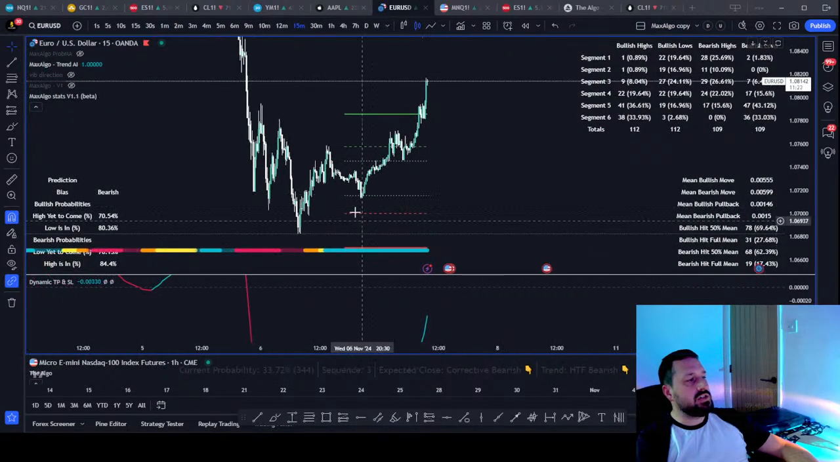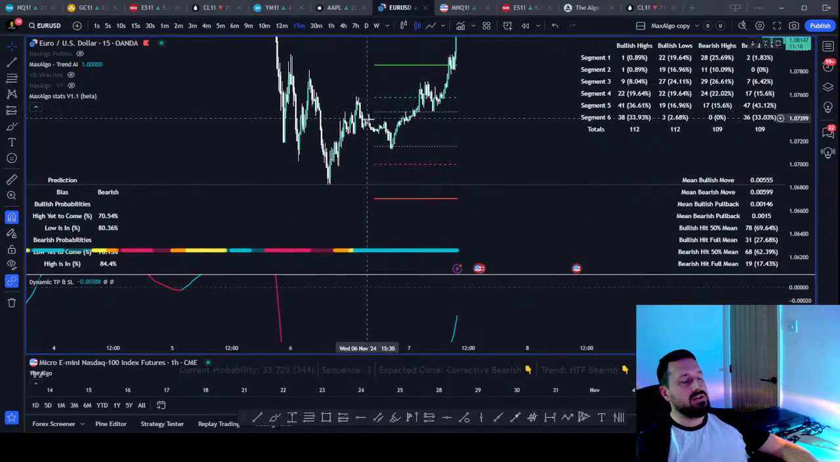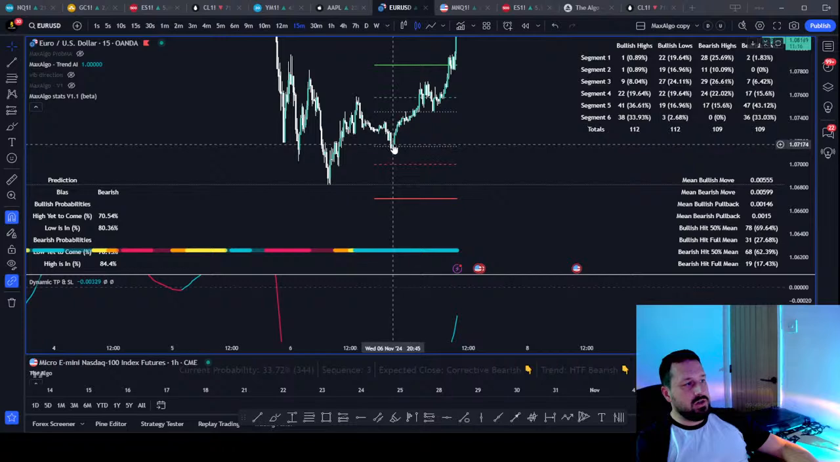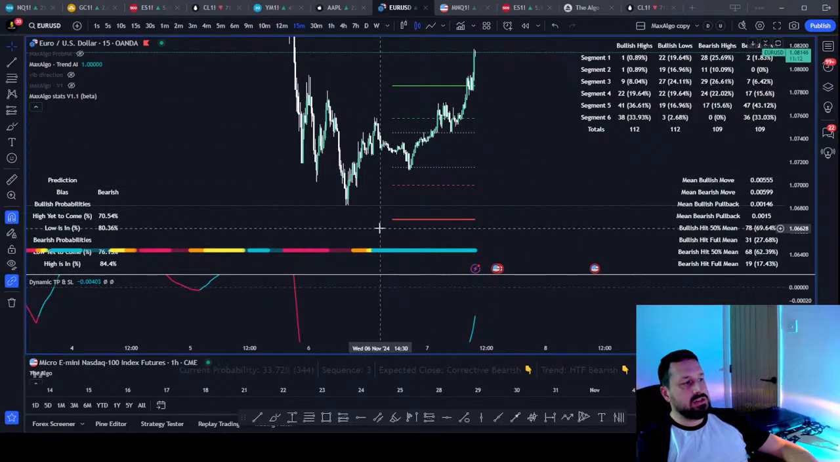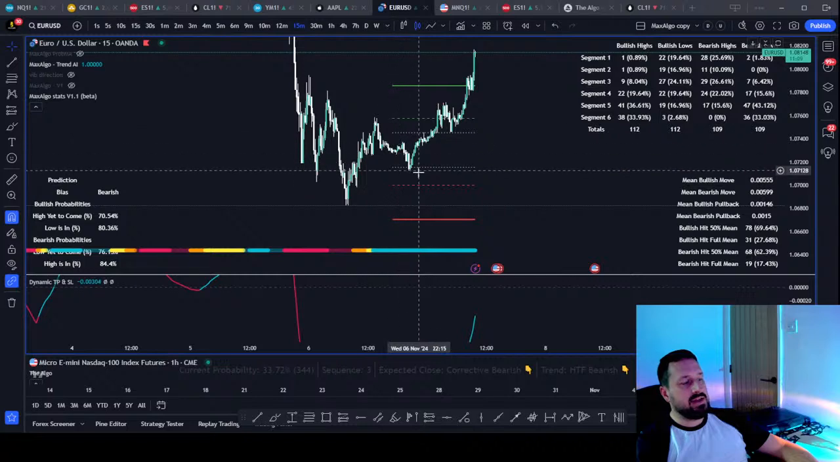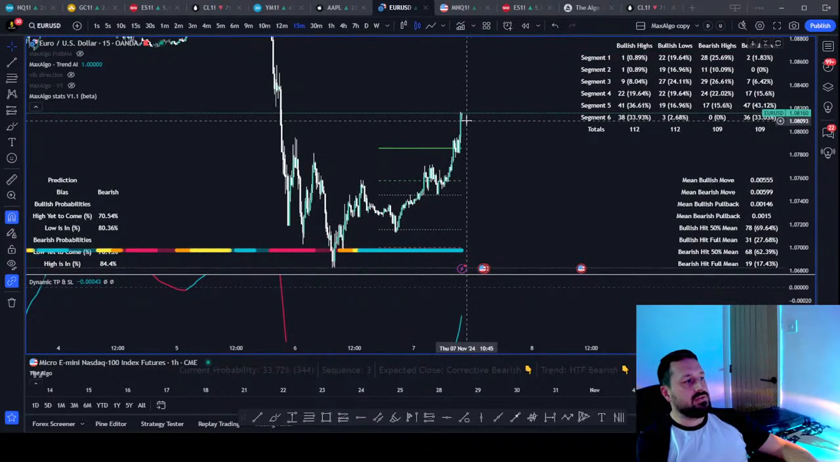This is Euro USD on daily. I was just looking at our daily sort of manipulation levels, right? There's our nice flip. Our trend AI is blue. It's just turned bullish, so we're expecting bullish price action. It's a nice flip.